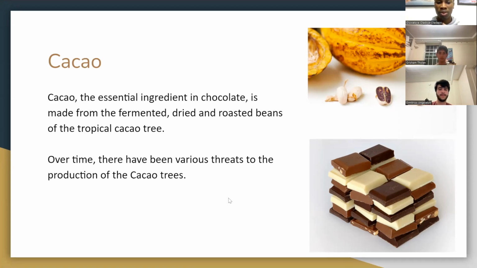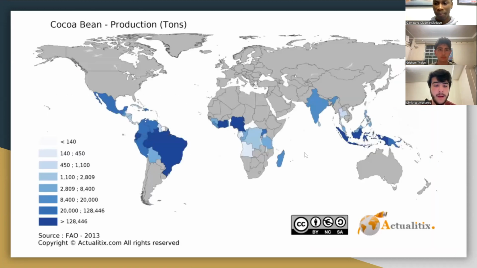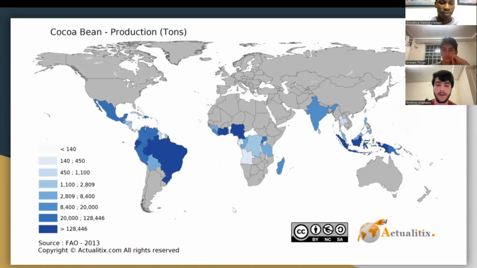And over time, there have been multiple threats that have limited the production of cacao trees, and we'll be going over those today. So here we have a map of global cocoa bean production. As you can see, most of the countries that produce cacao are centered around the equator, in South Africa and Southeastern Asia. But the place that has the most concentration of cocoa bean production is probably Western Africa, in countries like Ghana and the Ivory Coast.